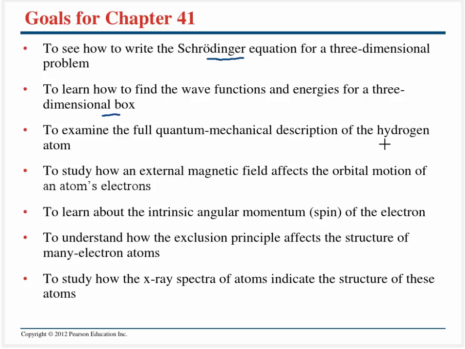And then really a hydrogen atom is kind of like a 3-dimensional box, so it's going to extend to talking about the hydrogen atom. We'll talk about how electrons are spinning as they go around a nucleus, and if we apply an external magnetic field to it, it's going to affect their motion. So we'll talk about spin, and we'll talk about the Pauli exclusion principle, which is kind of like a zoning ordinance for electrons in multi-electron atoms, and we'll finish off by talking about X-ray spectra.